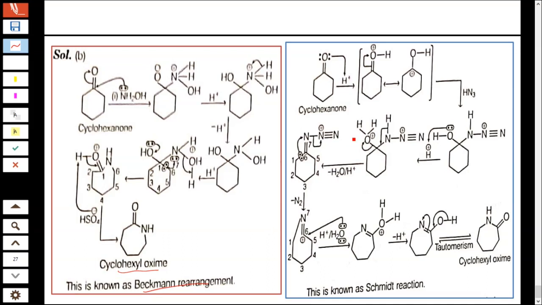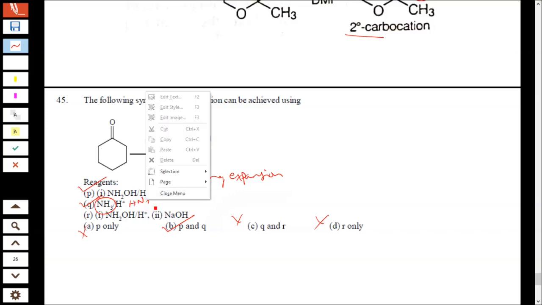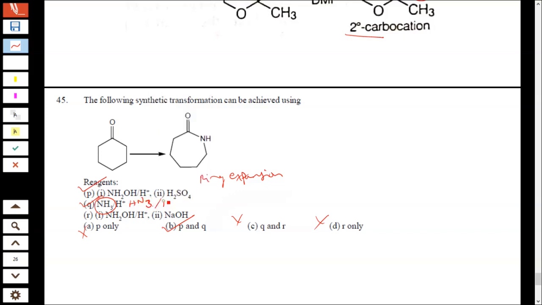Another one is the Schmidt reaction. Here also the cyclohexanone reacts with hydrazoic acid, HN3, to give the ring-expanded product. Hence this one is the Beckmann rearrangement reagent, and this is Q. Option B is correct. A, C and D are ruled out. This is not NH3, this is HN3. The question was wrong. HN3, H plus.